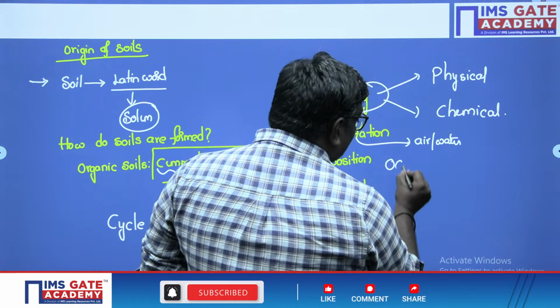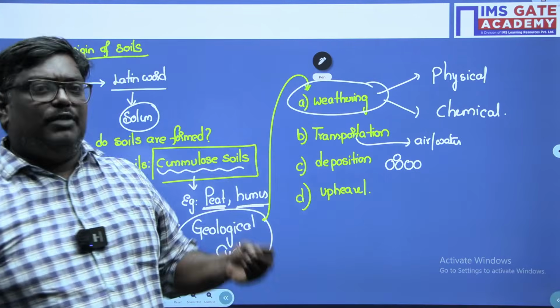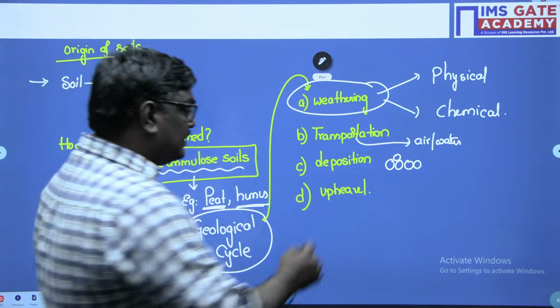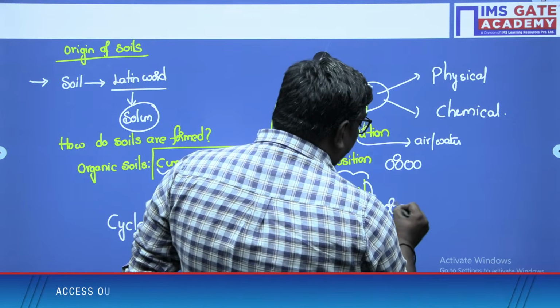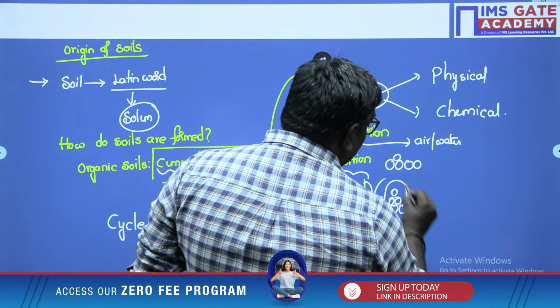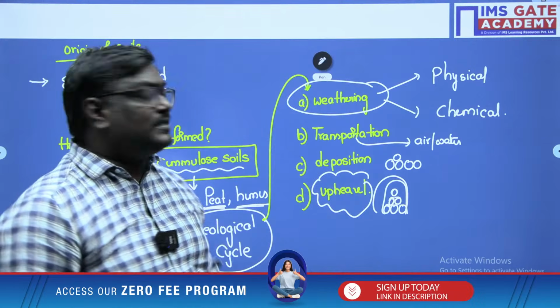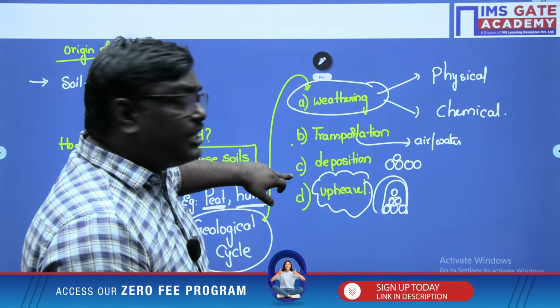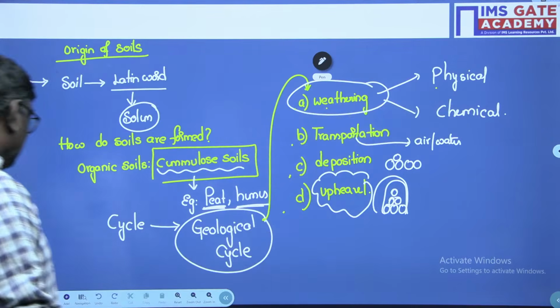Now the soil gets deposited. Now what is upheaval? If you see the English meaning of upheaval, sir, it is the rise in earth crust. So soil gets deposited. A rise in earth crust is nothing but upheaval. So what are the stages in the geological cycle? Weathering, transportation, deposition and upheaval. Weathering can be physical weathering and chemical weathering.